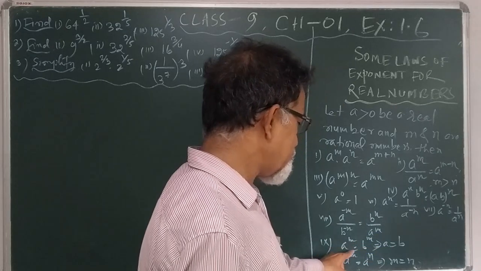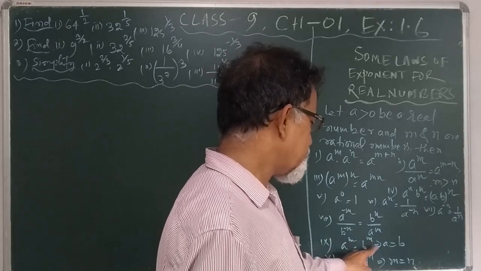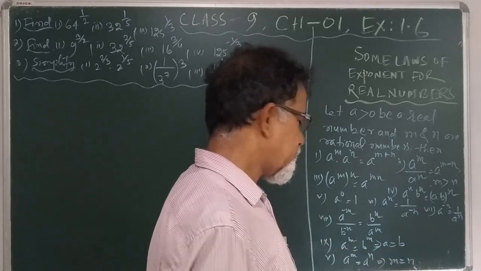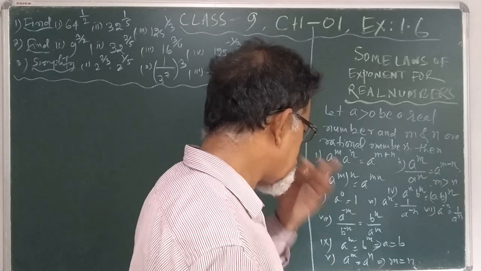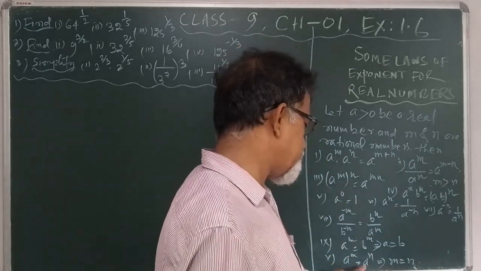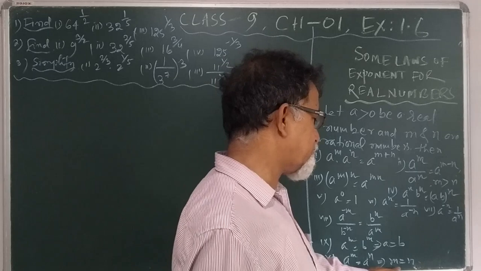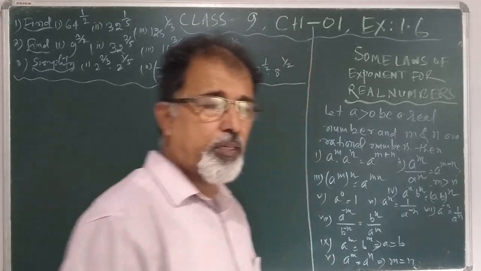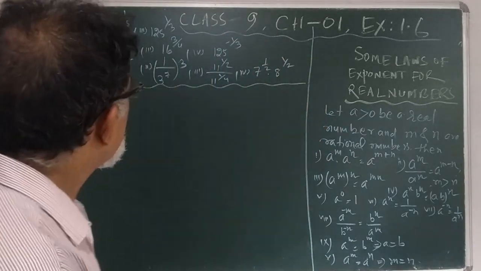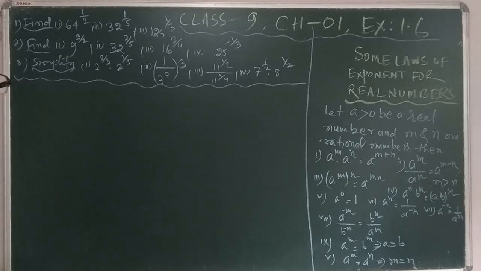A to the power n equals b to the power n. This implies a equals b. If powers are equal, then bases will be the same. A to the power m equals a to the power n. This implies m equals n. Now let us start to solve the questions.